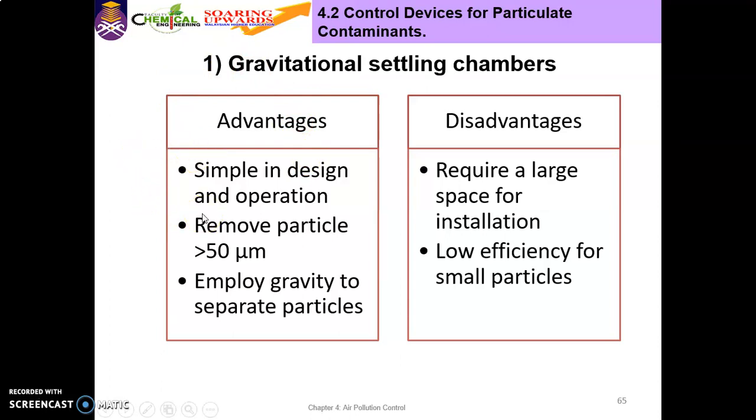It can remove particles more than 50 micron, and it employs only gravitational forces to separate particles. The disadvantages, of course, are that it requires large space for installation and also has low efficiency for small particles, because small particles will just flow through, in equals out. They don't have time to fall down because they are too small.